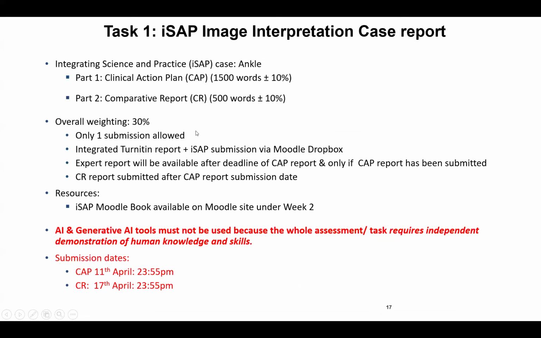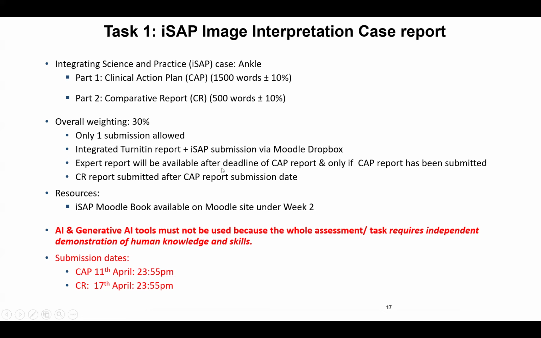Now, as postgrad students, you're only allowed one submission, which means you have to ensure that your assignment, your report is absolutely correct grammatically and also in terms of your references, because once you submit, you can't resubmit that again. It then goes into the Turnitin integrated software, where it will be checked for any signs of plagiarism. All assignments will be available to submit via the Moodle Dropbox.